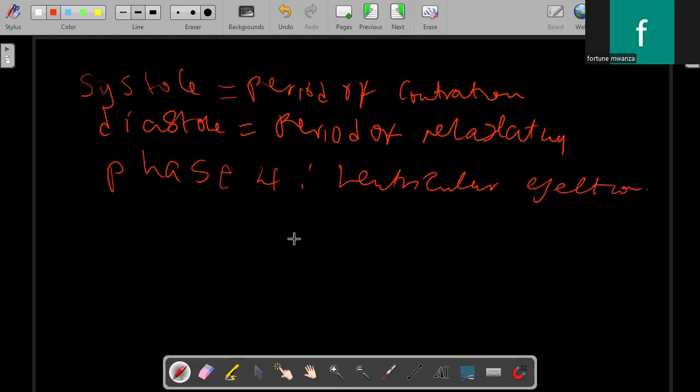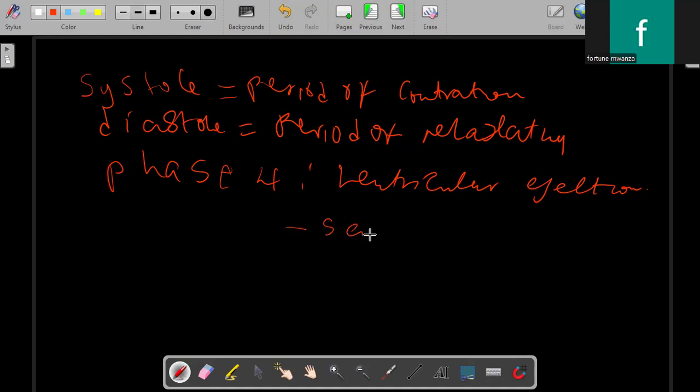So what is happening in here? Remember, we had too much pressure in the ventricles. All the blood is in the ventricles. The AV valves are closed, and the semilunar valves are closed. So now what is going to happen here? You are going to see the semilunar valves being opened now.